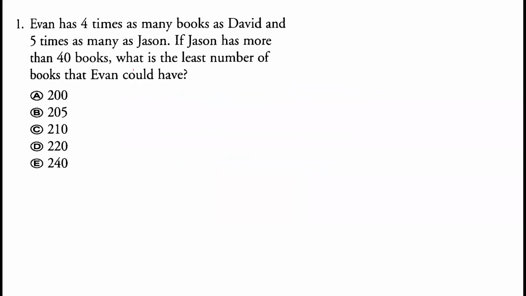Our first question is: Evan has 4 times as many books as David, and Evan also has 5 times as many books as Jason. Now, if Jason has more than 40 books, what is the least number of books that Evan could have?